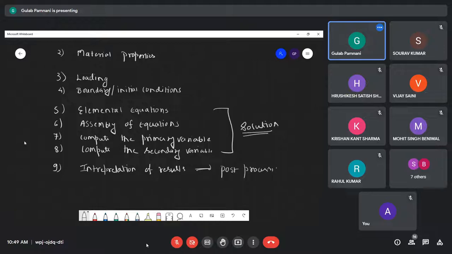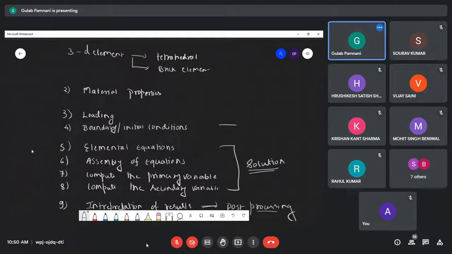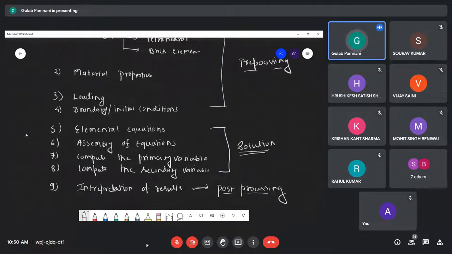When we talk in terms of a software again, solution, post processing, or pre processing, all these terms are used in a software package. But when we talk about the basic steps of FEM, what I just wrote, the 9 steps, they are the basic steps of any FEM, the way the problem is solved.